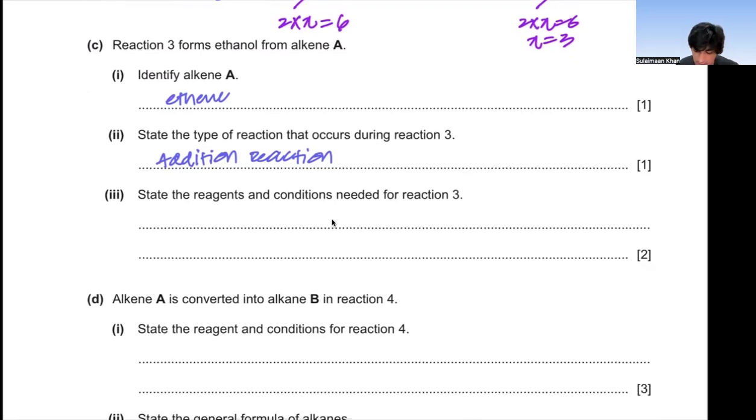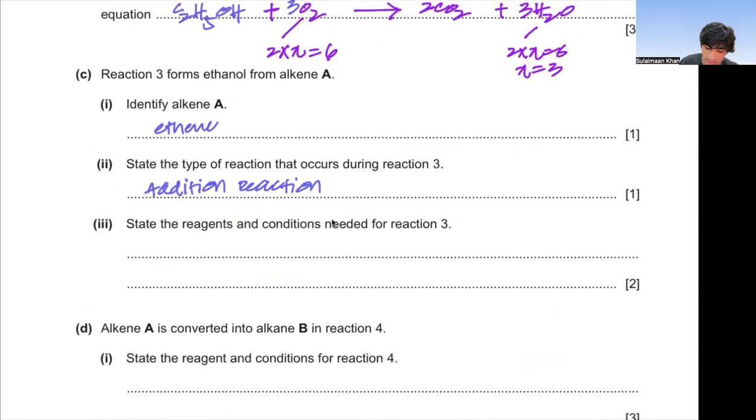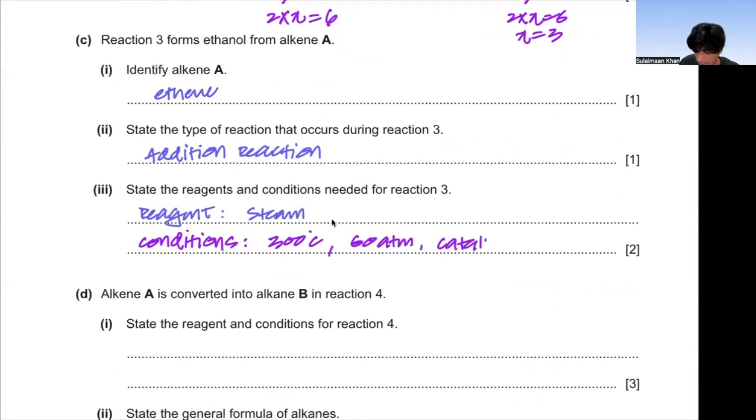State the reagents and conditions needed for reaction 3. What is the reagent? The reagent is steam. Please, it's not water, it's steam. So I'm going to say the reagent is steam. And the conditions are what? The conditions are a temperature of 300 degrees Celsius, 60 atmospheres, and a catalyst, which is acidified aqueous phosphoric acid, or you could use any acid.